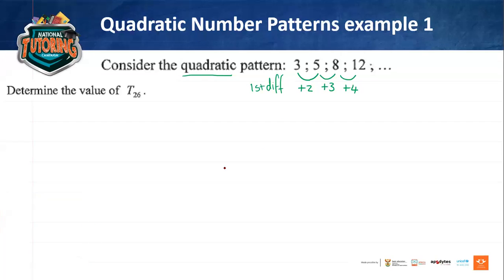But if we work out the second difference, from a positive 2 to a positive 3, we add 1. And from a positive 3 to a positive 4, we add 1. We can see that our second difference is constant. And that is what makes it a quadratic number pattern.